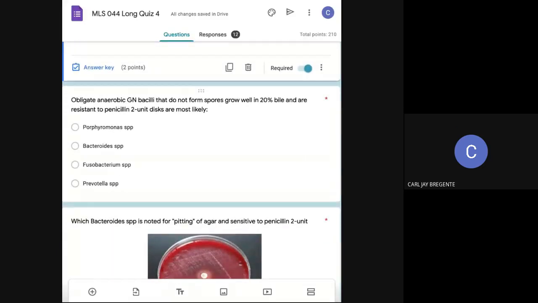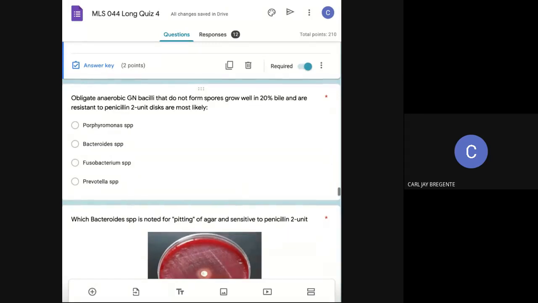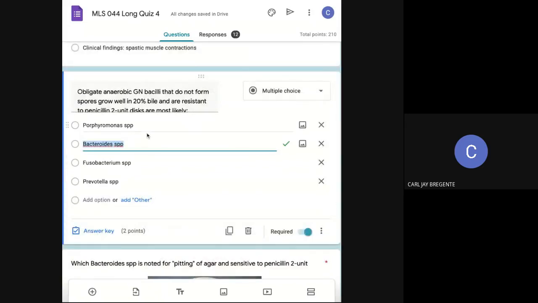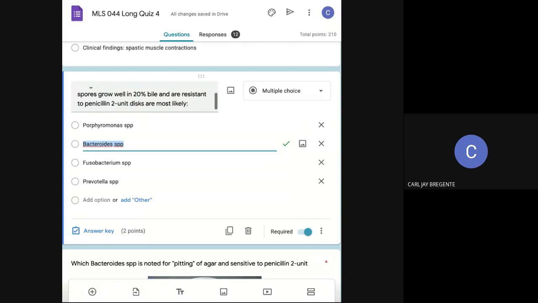Obligate anaerobic gram-negative bacilli that do not form spores, that grow well in 20% bile and are resistant to penicillin 2 unit disc are most likely Bacteroides. So obligate anaerobes that are resistant to penicillin, those are Bacteroides species.